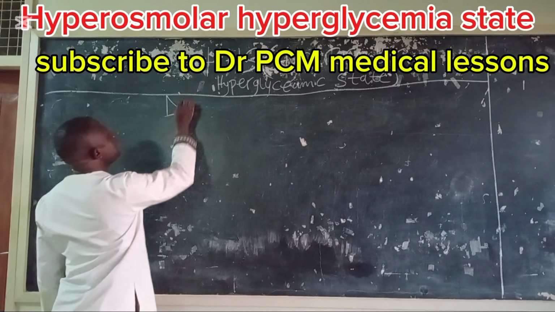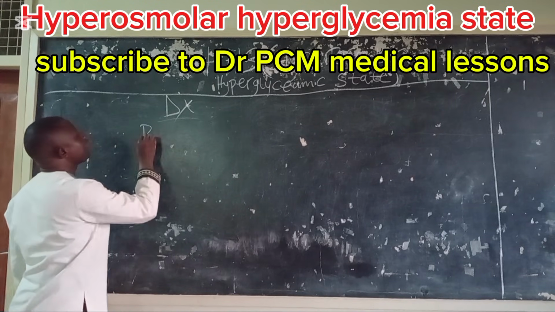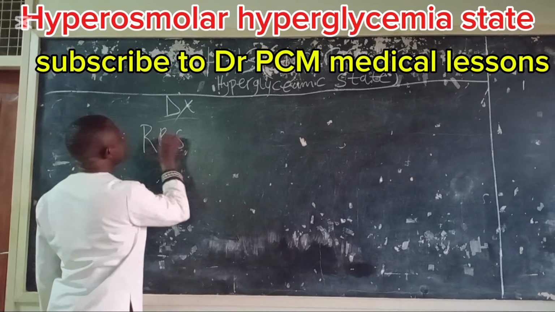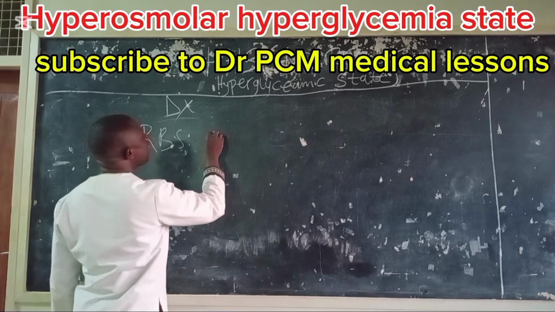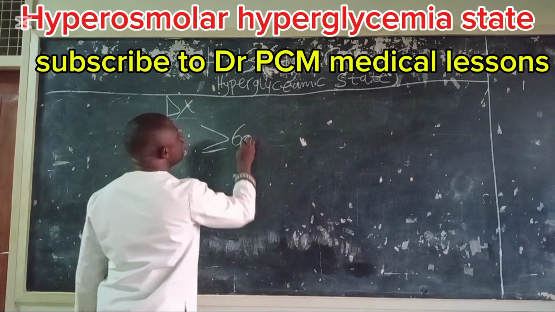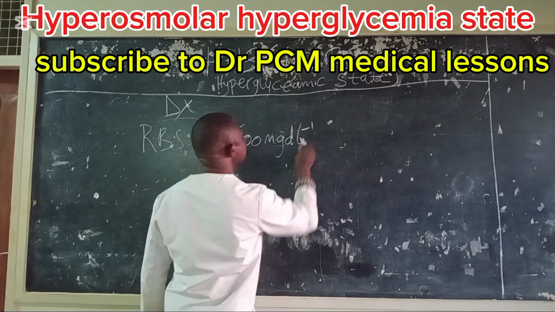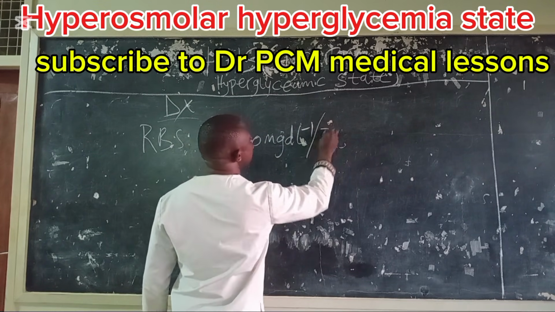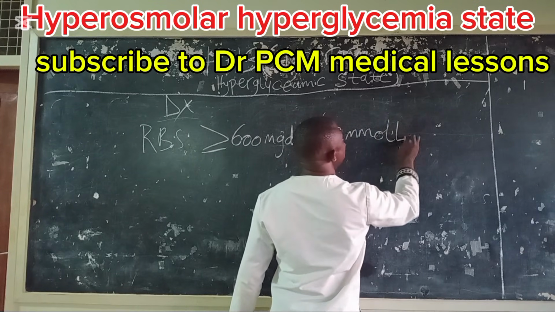So let us see the diagnosis. With diagnosis, you have to take a random blood sugar as the patient arrives at the facility. And this random blood sugar should be greater or equal to 600 milligrams per deciliter. We said it is equivalent to 33 millimoles per liter.